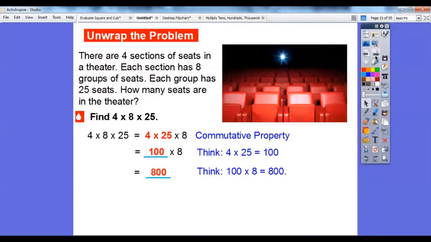We get 800. We could have got 800 if we would have done 4 times 8 and got 32, and then 32 times 25 is also 800. But look how convenient it was to multiply these two numbers first. We commuted these two numbers around this multiplication symbol, and then we multiplied 4 times 25 first and got 100, and then 100 times 8 is 800. It's nice that way, isn't it? So there are 800 seats in the theater.